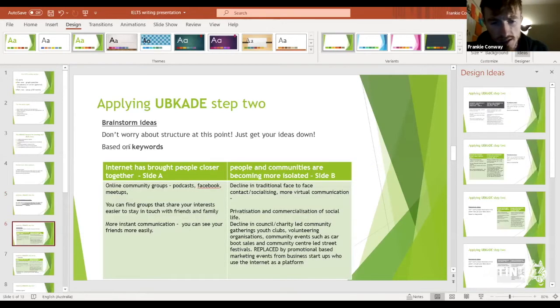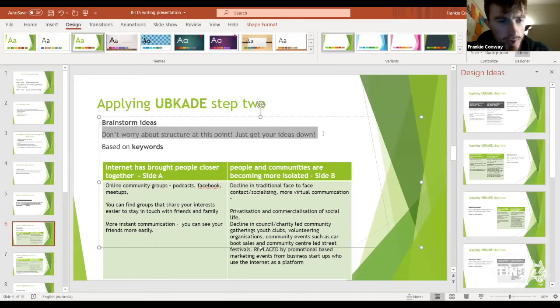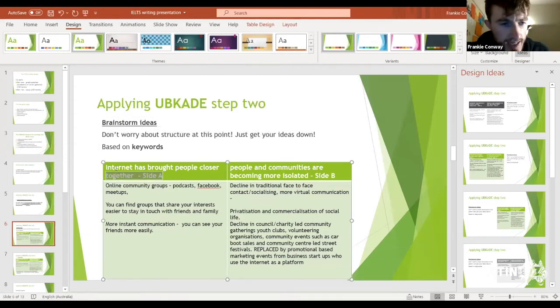Then guys, there's a lot of text on this slide, but it doesn't matter really what you put in this section, because it's all about your brainstorm of your ideas. So I've said here, guys, don't worry about the structure at this point. Just get your ideas down. And it's based on the key words here, guys, from the question. Internet has brought us closer together is side A. Side B, people and communities are becoming more isolated.